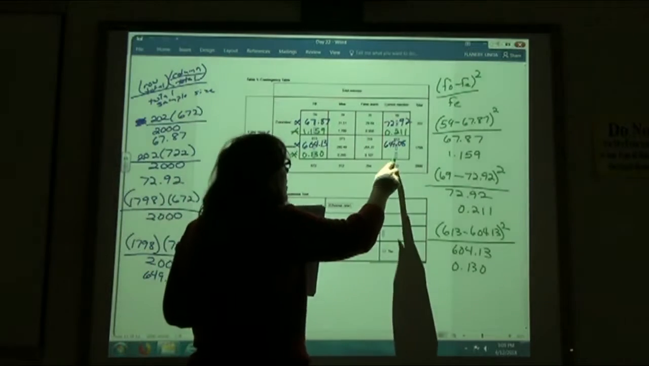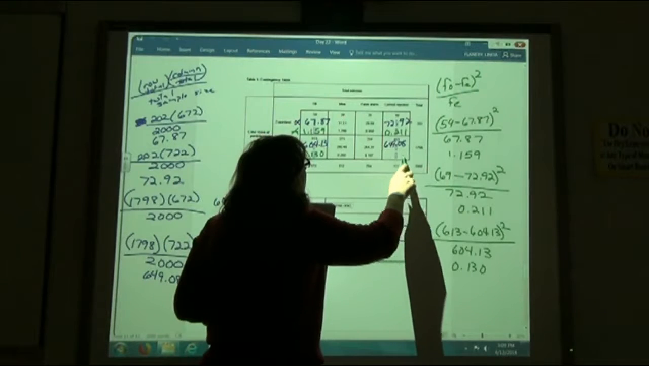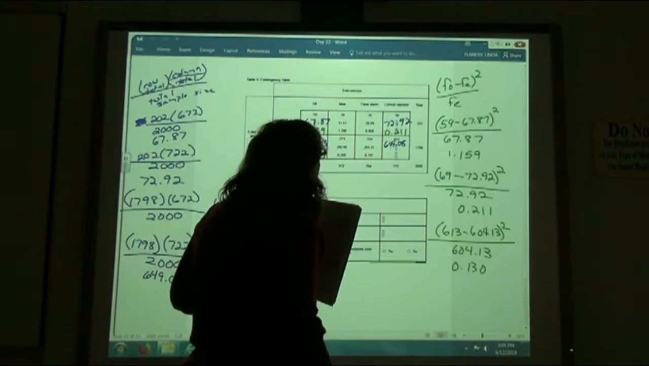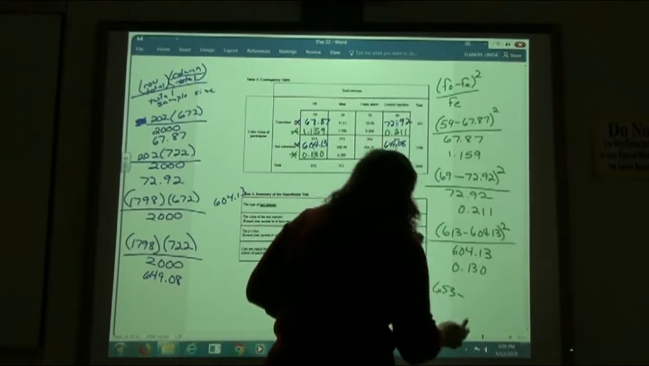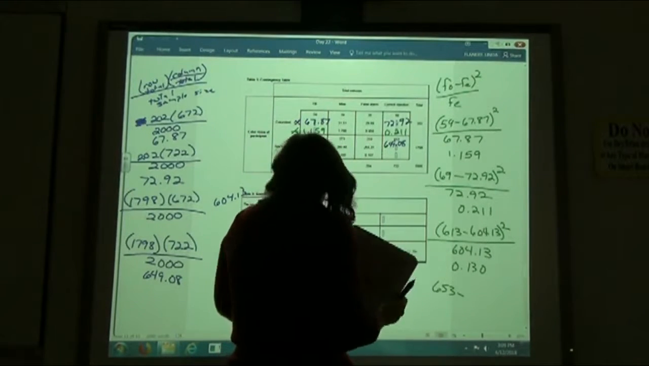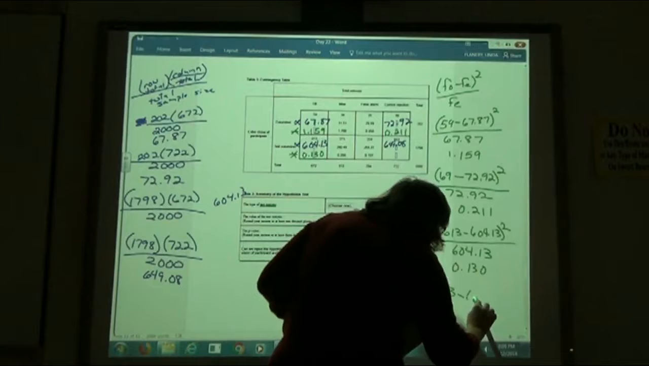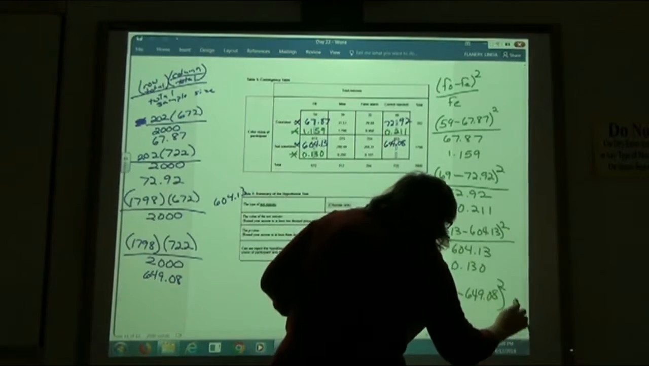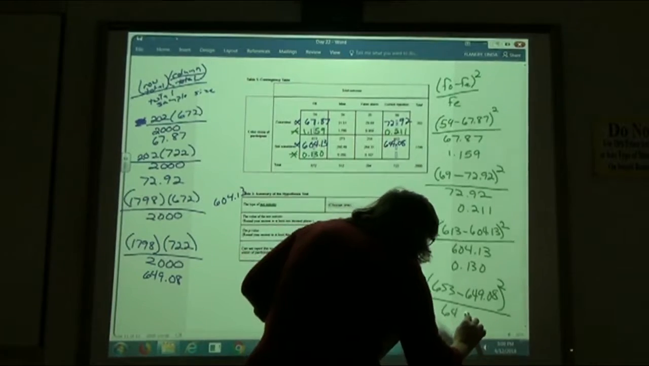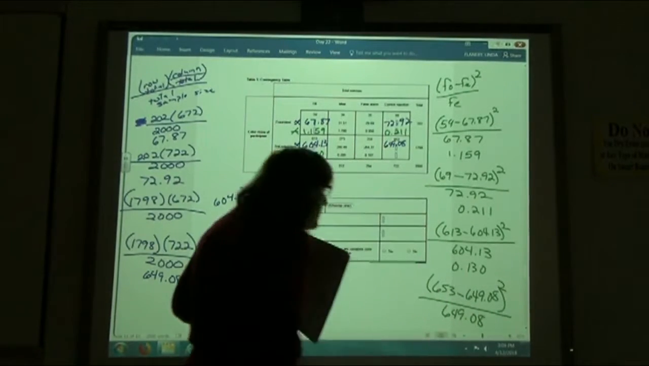Last one here, I am going to go ahead and find the value here. I'm going to take my observed, 653, minus my expected, 649.08. That is squared and divided by the 649.08.